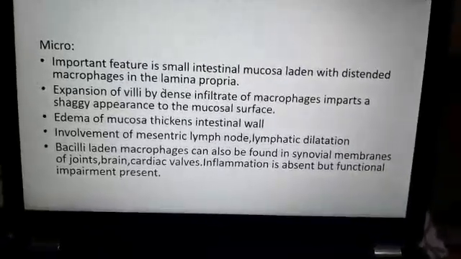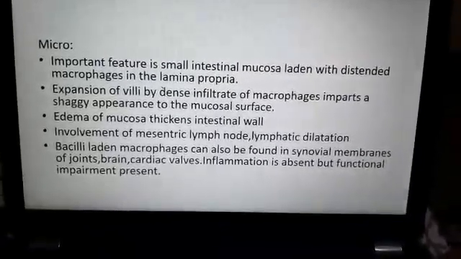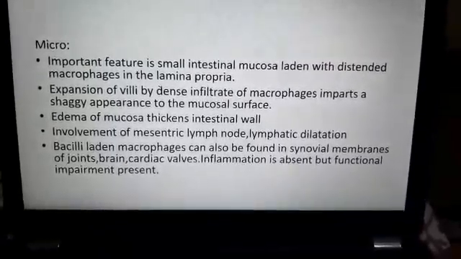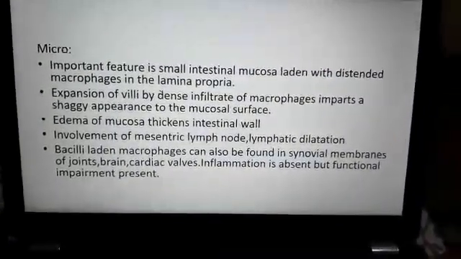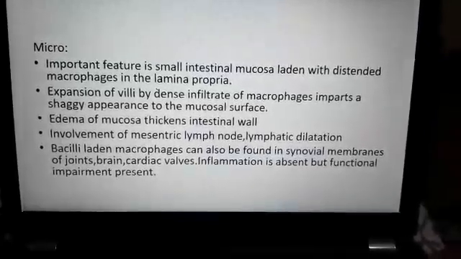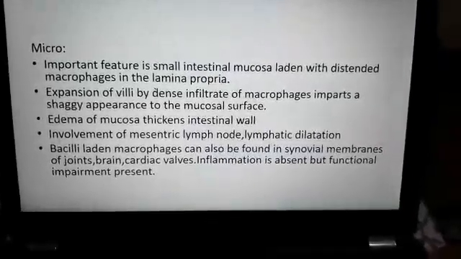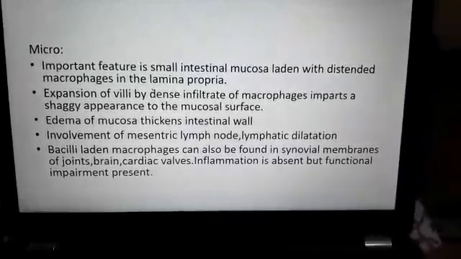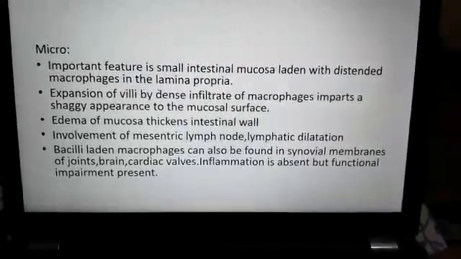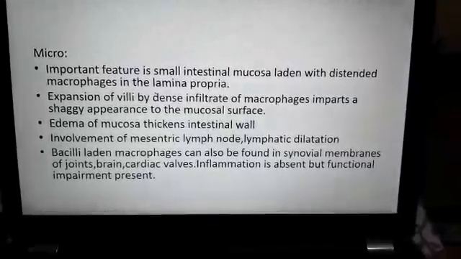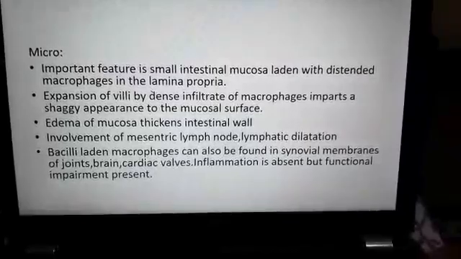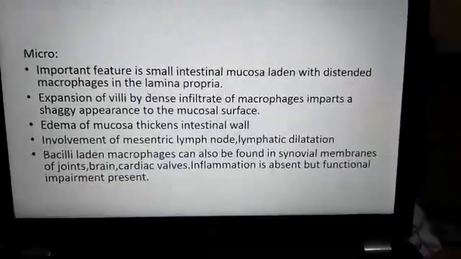Because of the presence of the bacilli-laden macrophages in the mucosa, the function of the mucosa is impaired. Similarly, if these bacilli-laden macrophages are present in the synovium, the function of the synovium will be impaired. If they are present in the cardiac valve, the cardiac valve function will be impaired. Though it is not causing direct inflammation, because of the physical presence, it is causing functional impairment. Hope it is clear to all of you, ma'am?